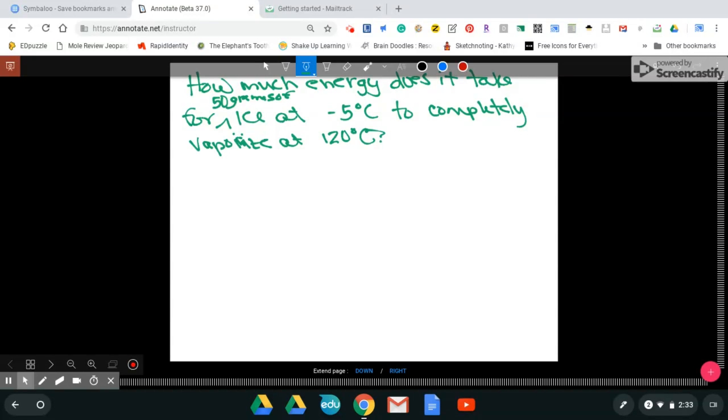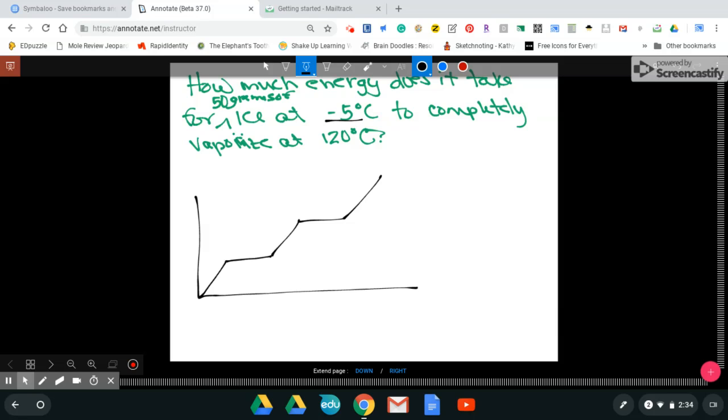All right, so these are very lengthy problems. When you're working with phase changes, the very first thing you need to do is draw yourself a graph. So I'm going to start by graphing. All right, the normal phase change graph looks like this.